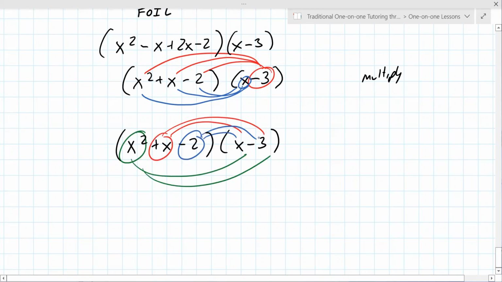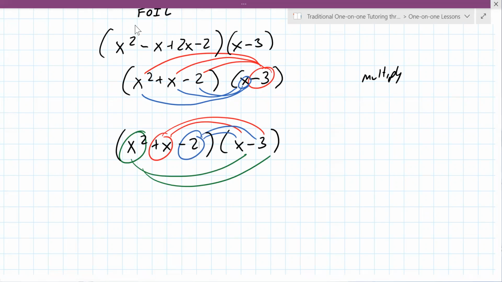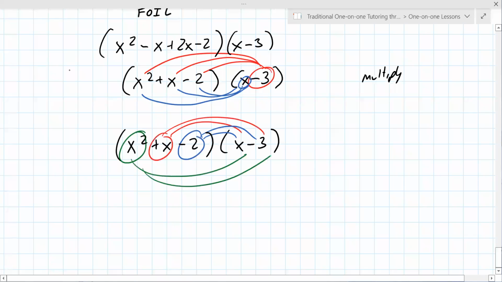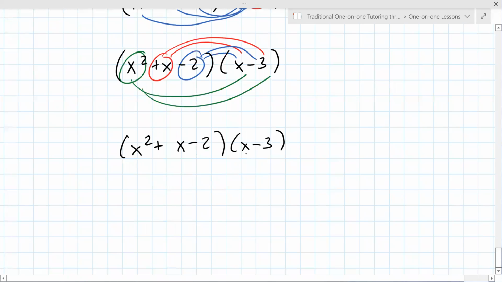What do you like? Sometimes in math, you get a choice. You get to decide, this is what I prefer. What does Isabel prefer? Probably the top one. Okay. So let me just rewrite it here. We're going to take that x and multiply it by each of these. You get x cubed plus x squared minus 2x. As a reminder, when the bases are the same, you add the exponents.